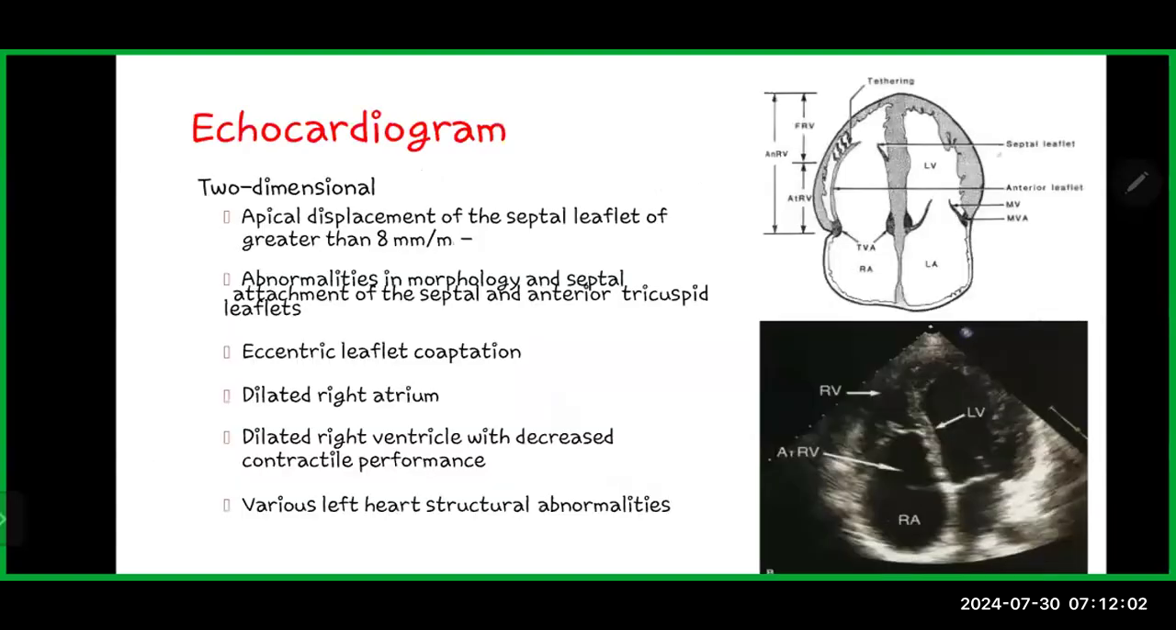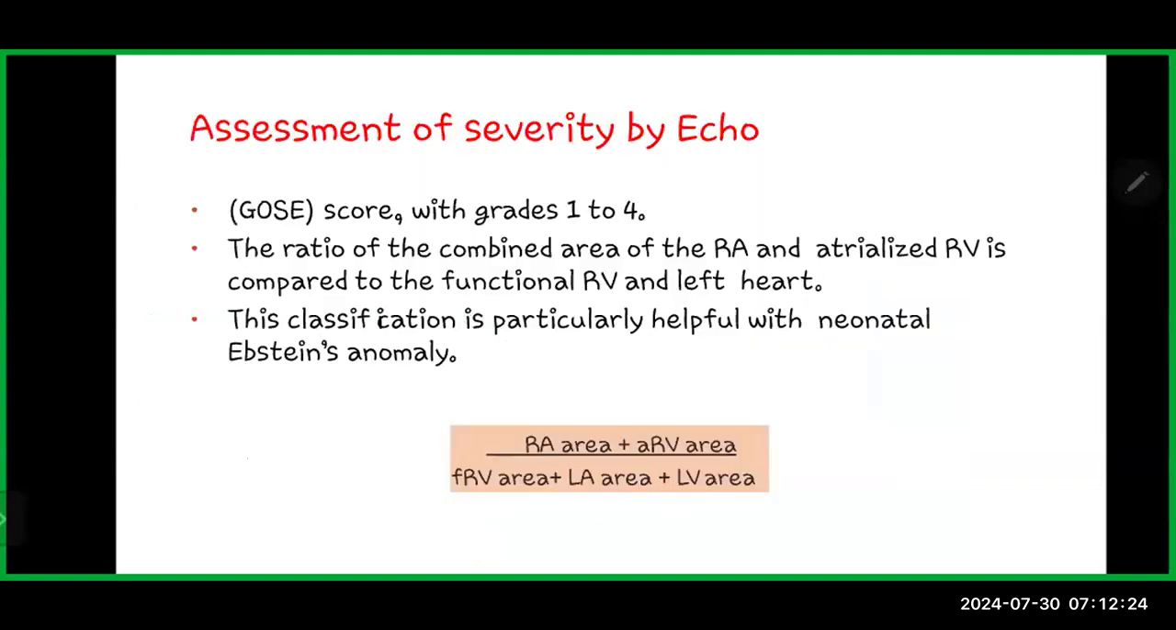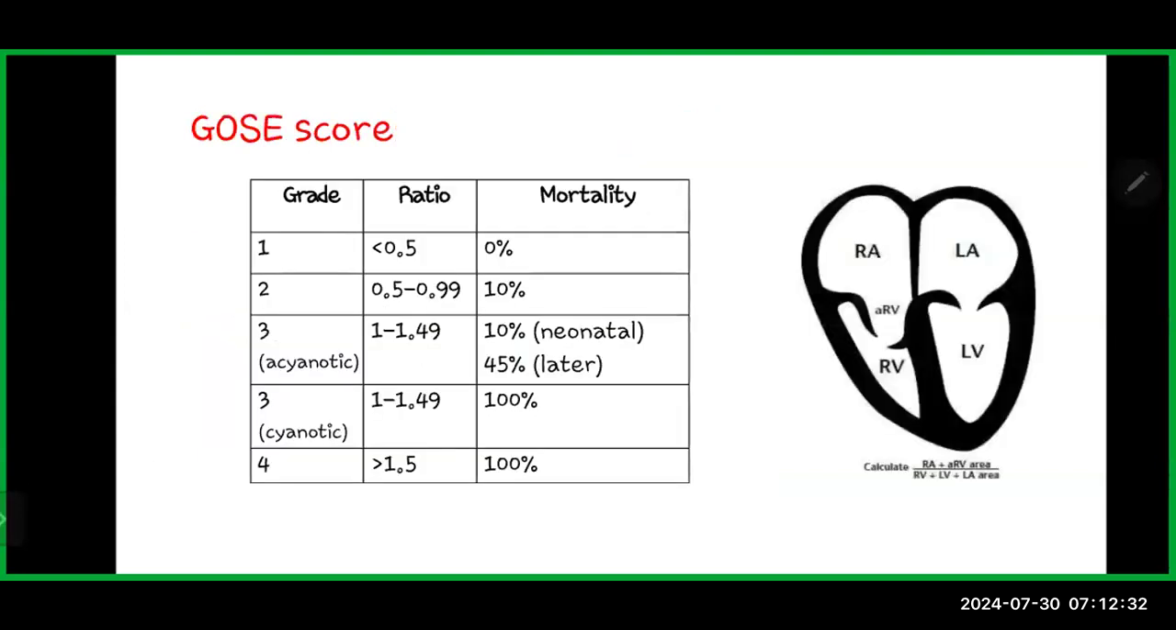And these are different. So for echocardiography, this is actually the investigation of choice, and it's diagnosed when we have apical displacement of the septal leaflet of greater than 8 mm. These are other Doppler studies we can do with the echocardiography, and we can also get the severity of the tricuspid valve using the Gross score, which can be helpful in the classification. And these are how we classify it.